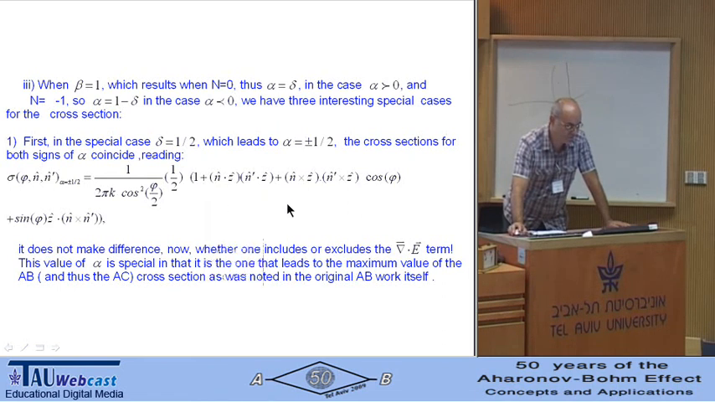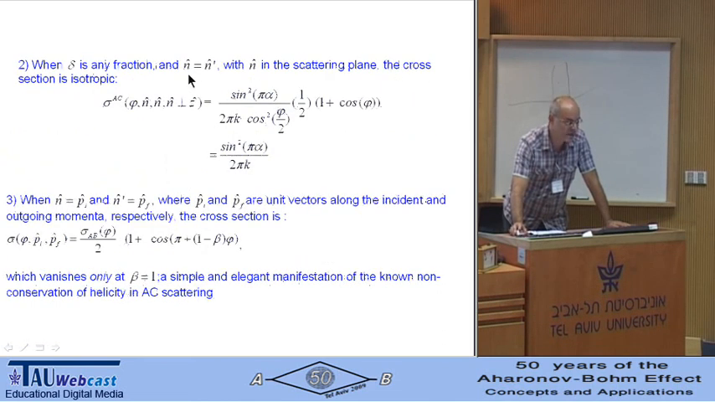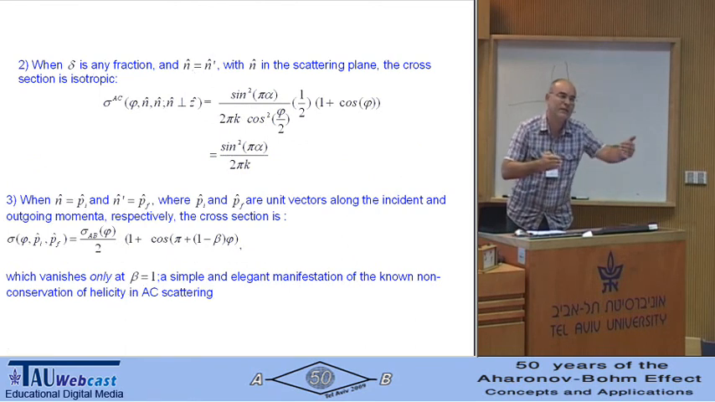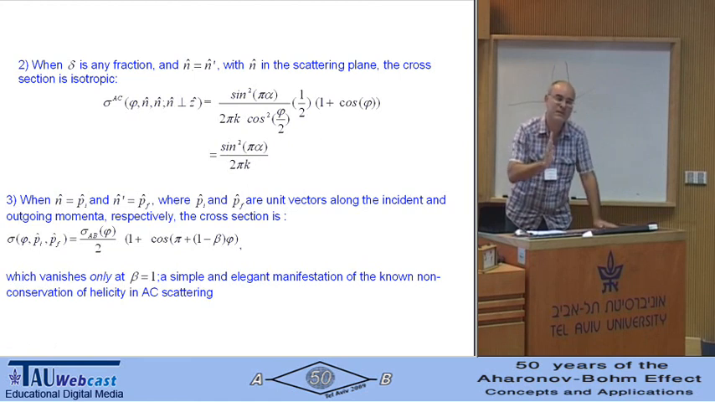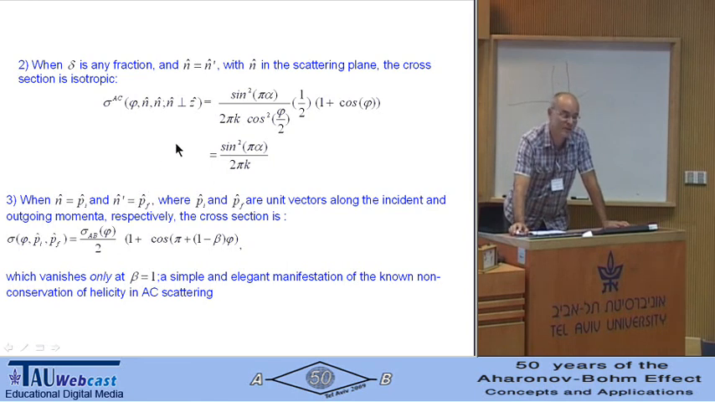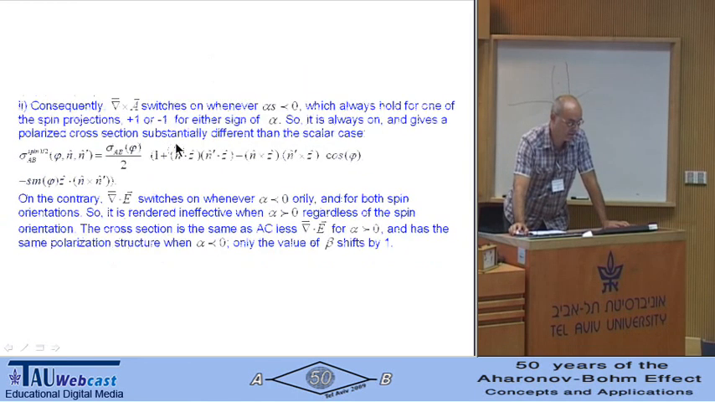Moreover, if you set the incident particle's spin and detect the outgoing particle's spin in the same direction, so that the spin has only a planar component, then in this case the cross-section is isotropic, and it doesn't depend on the angle.